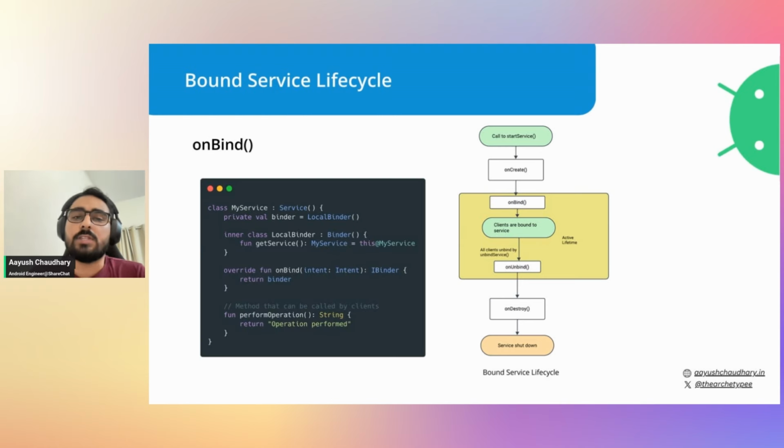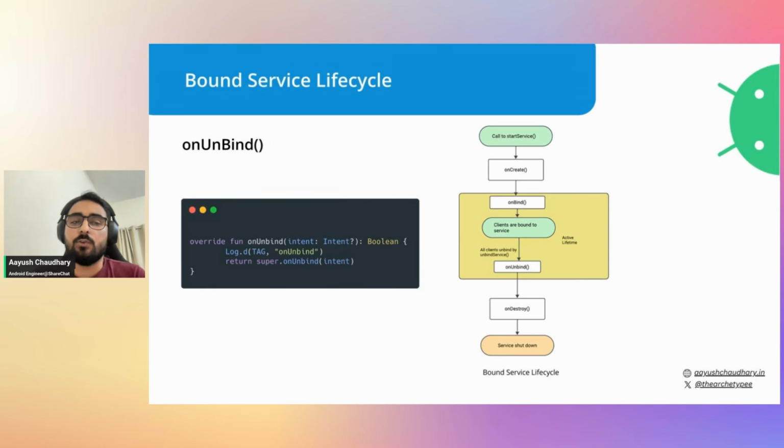So to create a bound service, you extend service and declare it in the manifest. It implements the onBind method to return an IBinder object, which was not there in our basic service. After the onCreate method is called, the onBind method is called.